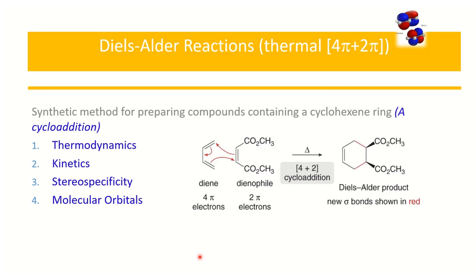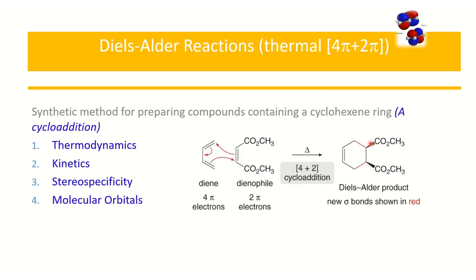Let's have a closer look. In the Diels-Alder, we say we have a thermal 4 pi 2 pi because it is ground state molecules that will be reacting. We're going to cover the thermodynamics, some kinetics, some stereospecificity and the molecular orbital treatment. We have a diene, which has 4 pi electrons, a conjugated diene, that will react with a dienophile, a diene lover, which has 2 pi electrons. And the result of this Diels-Alder is a cyclohexene ring.